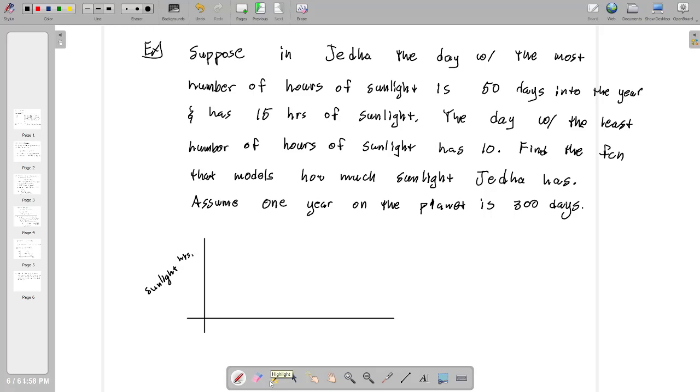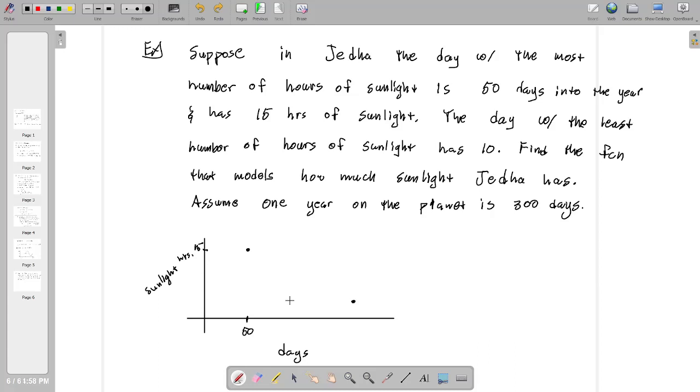So if we measure the hours of sunlight on our y-axis and the days on our x-axis, then we know a bit of information here already. First, at day 50, we have a maximum hours of sunlight, which is 15. We know at day 50 out of 300, we have 15 hours of sunlight. The least hours of sunlight is 10, and that will be over here somewhere. Now, I don't know on what day that happens, but I know that the least hours of sunlight is 10.